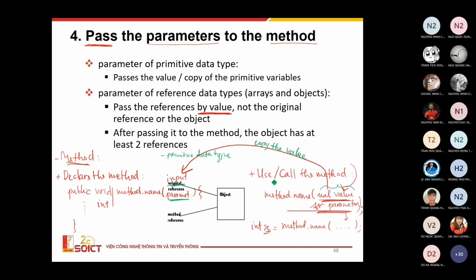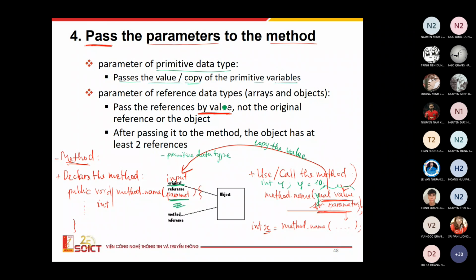For example, here I will pass a variable y with this value to the method name. And then 10, because the value of y is now 10, so the 10 will be copied to this input parameter. Okay, firstly, for the primitive data type, they will pass the value, or the copy of this variable.